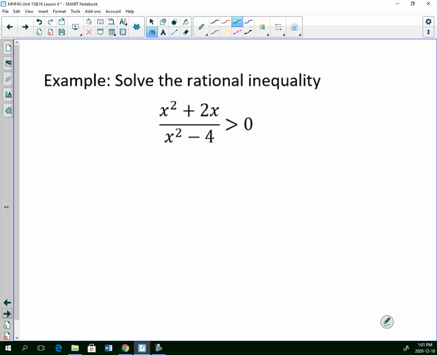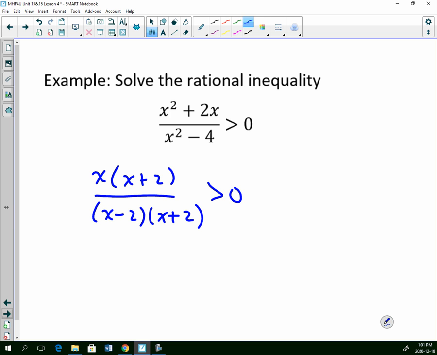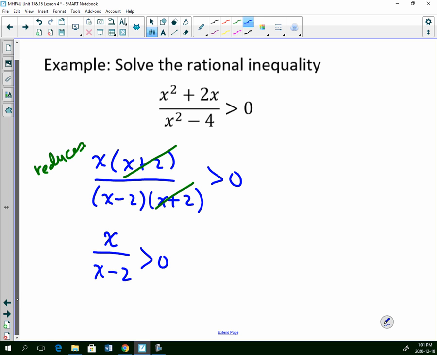Okay. So this one also requires some factoring. So in the numerator, we have a common x. In the denominator, we have a difference of squares. Now, this one is a little interesting because we have a factor that reduces. So what we are actually going to solve is x over x minus 2. And I'll show you what happens once I graph this. So we don't need to include the x plus 2. We are just going to do the interval table with x over x minus 2.